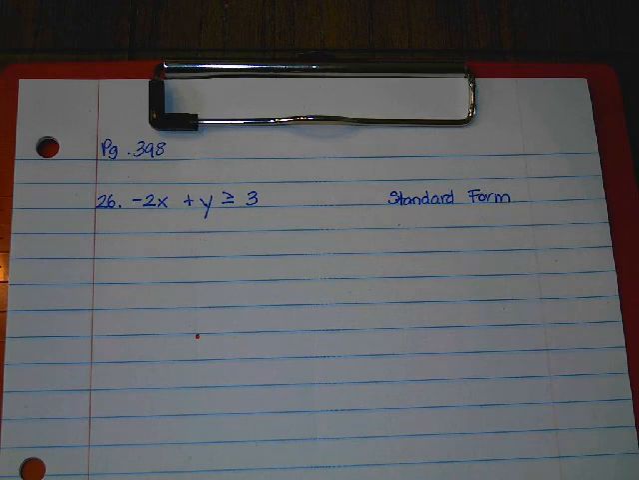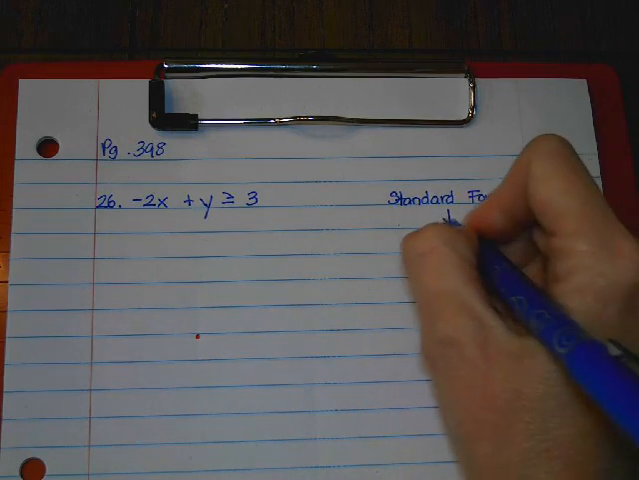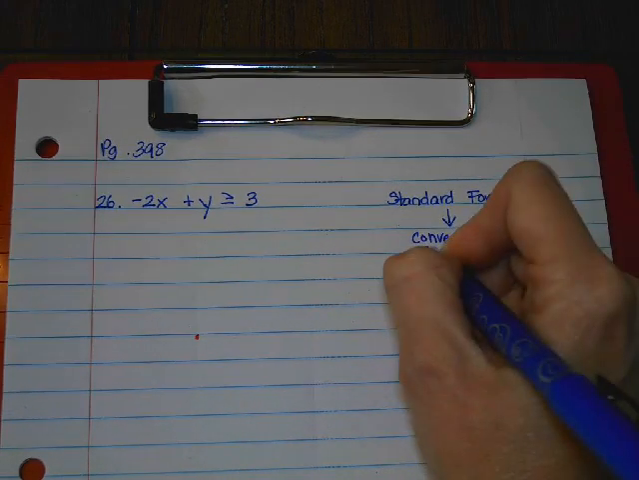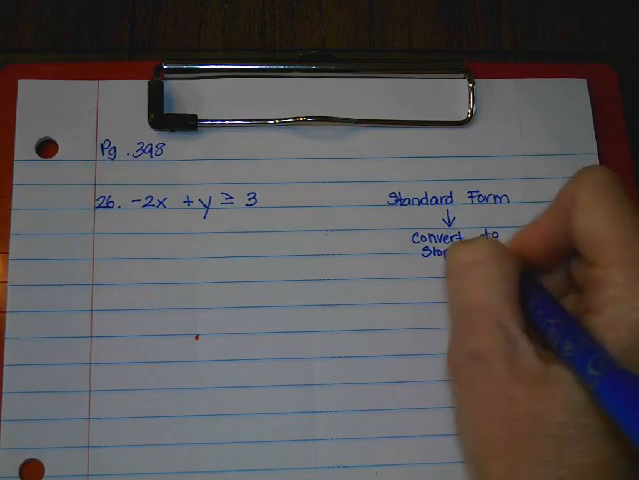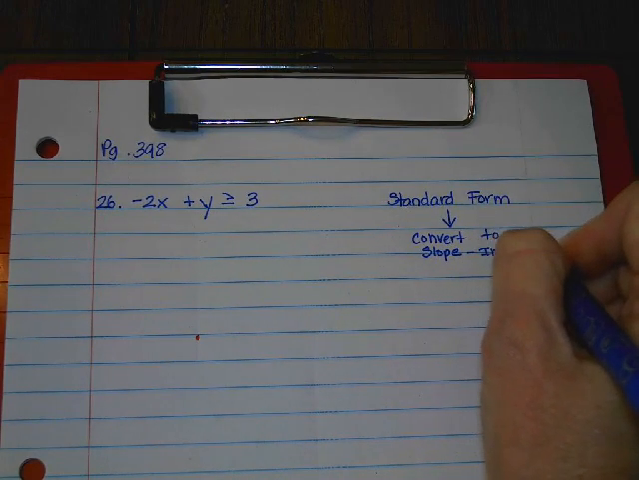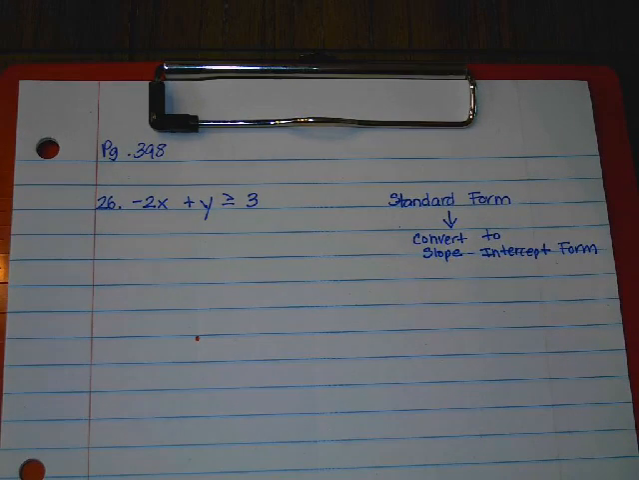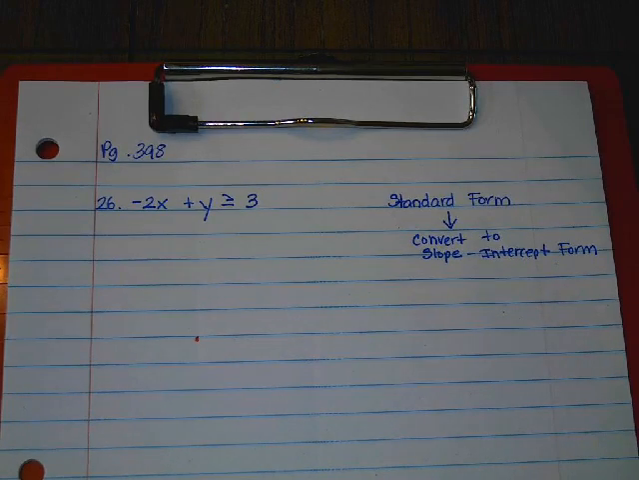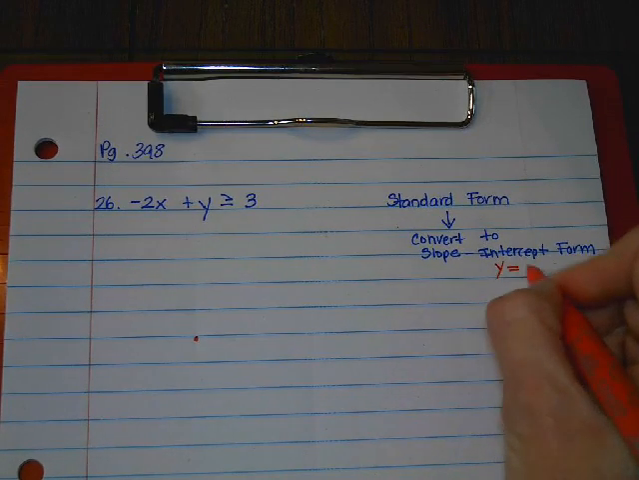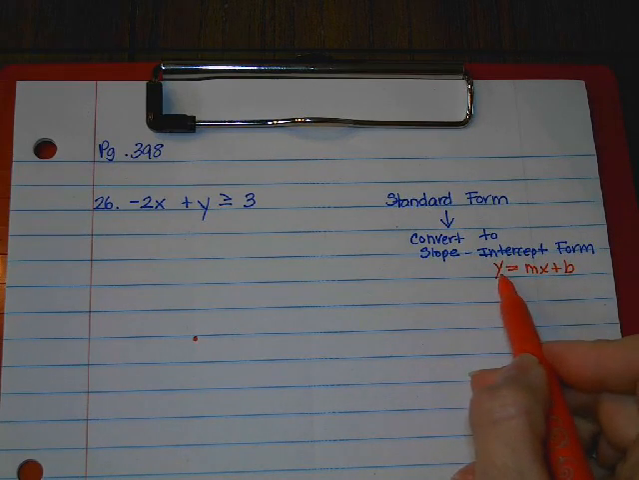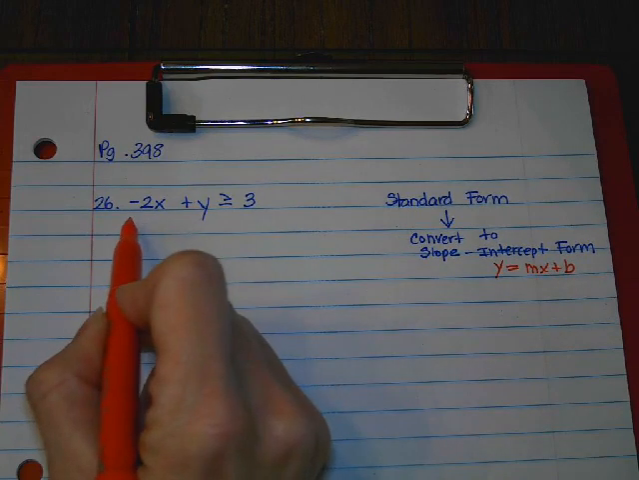I'm going to show you how to change it into slope-intercept form, because I think it's much easier for you all. So we're going to first convert standard form to slope-intercept. To convert to slope-intercept form, which is y equals mx plus b, we need the y to be all by itself on the left-hand side. Well, over here, the x is on the left-hand side with it.